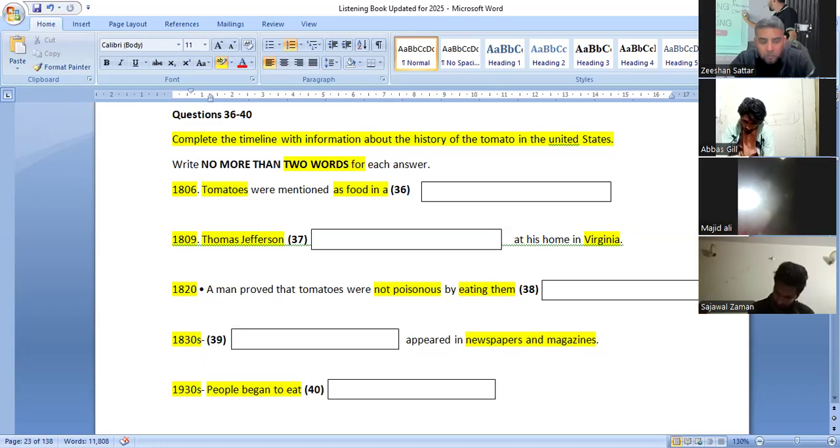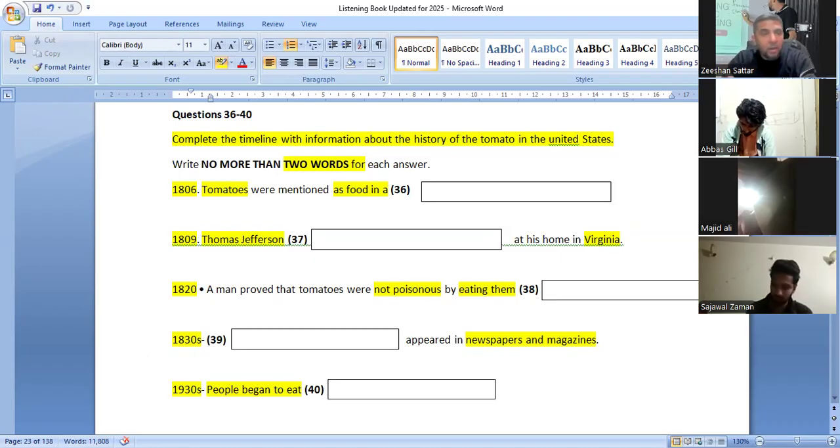In the United States, tomatoes were also used as ornamental plants rather than as food for a long time. This attitude began to change in the 1800s. In 1806, a gardener's calendar mentioned that tomatoes could be used to improve the flavor of soups and other foods. Thomas Jefferson did not.